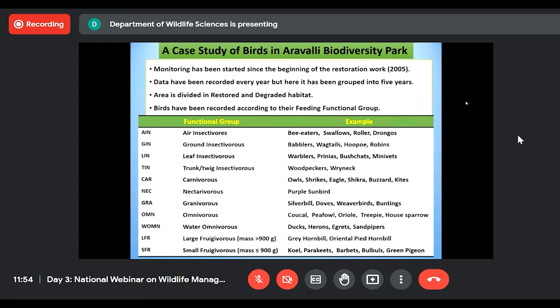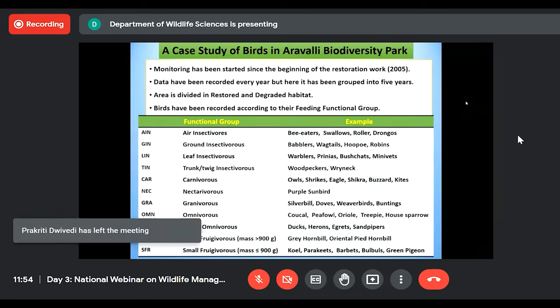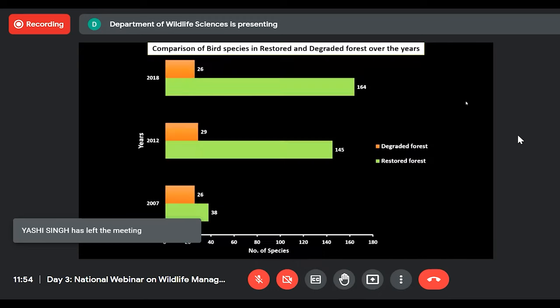Birds have been recorded according to their feeding functional groups. The functional groups are insectivore, ground insectivore, leaf and trunk insectivore, carnivore, nectarivore, granivore, and water omnivores. We have divided them into groups such as bee eaters, babblers, and warblers. Next, please. I'll show you the slide.